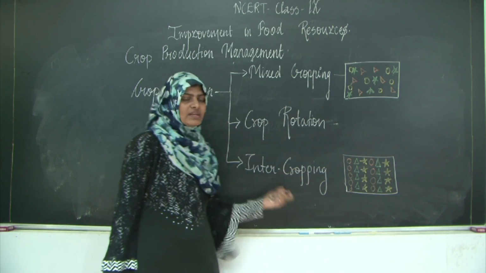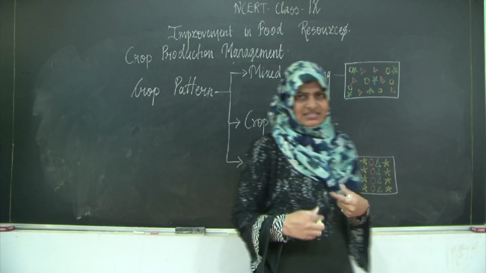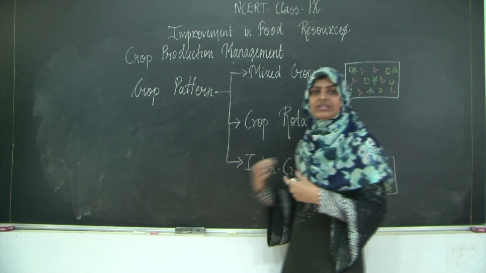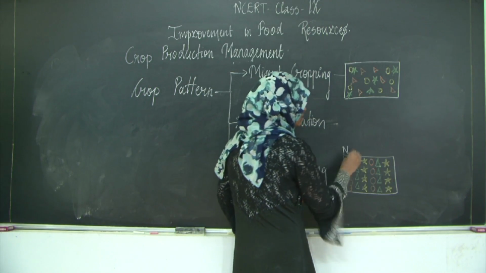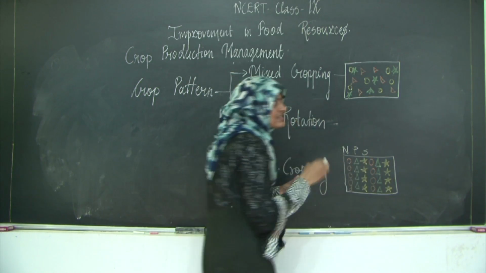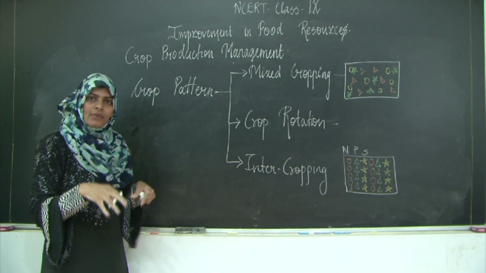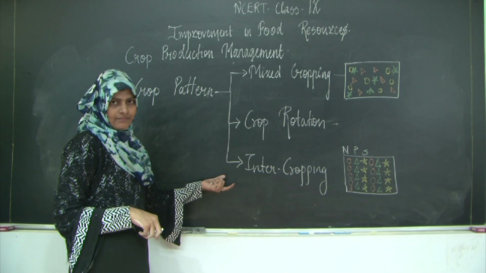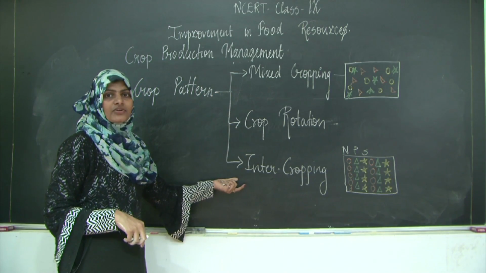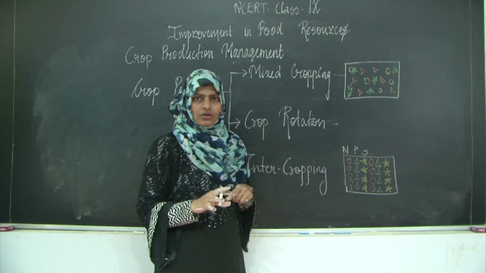Now these crops, when I am selecting them for intercropping, are managed in such a way that they have different nutritional requirements. Like this will require nitrogen, then this should require phosphorus, this should require sulfur, in such a way that the maximum number of nutrients from the soil can be absorbed. So that is intercropping. The only difference between mixed cropping and intercropping is what? You are using two or more crops.